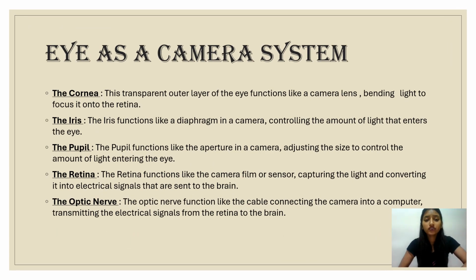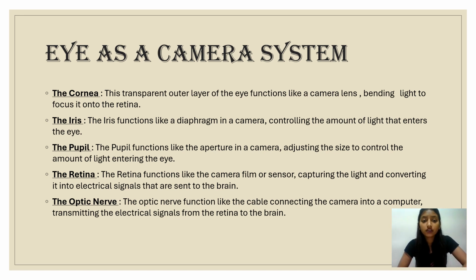Cornea. This transparent outer layer of the eye functions like a camera lens, bending light to focus it onto the retina. Iris. The iris functions like a diaphragm in a camera, controlling the amount of light that enters the eye. Pupil. The pupil functions like an aperture in a camera, adjusting its size to control the amount of light entering the eye.